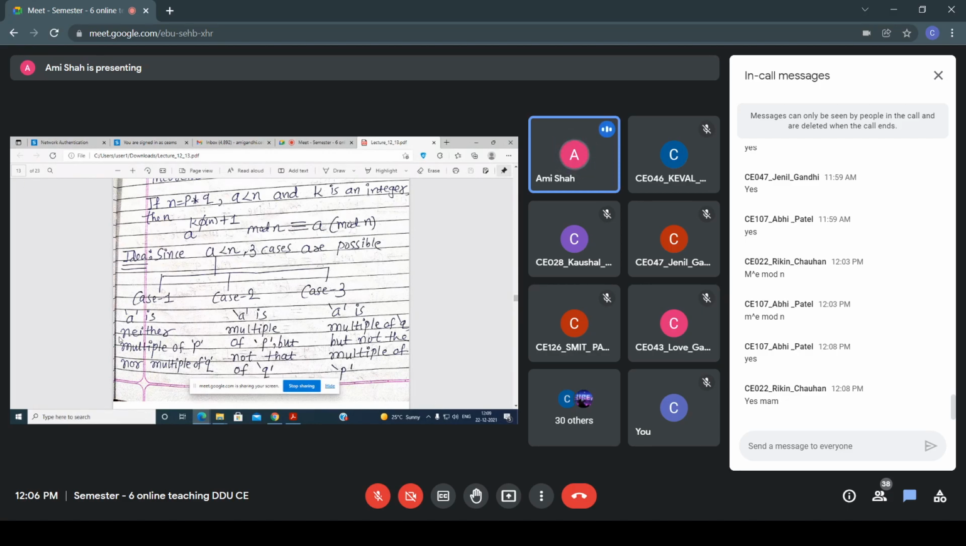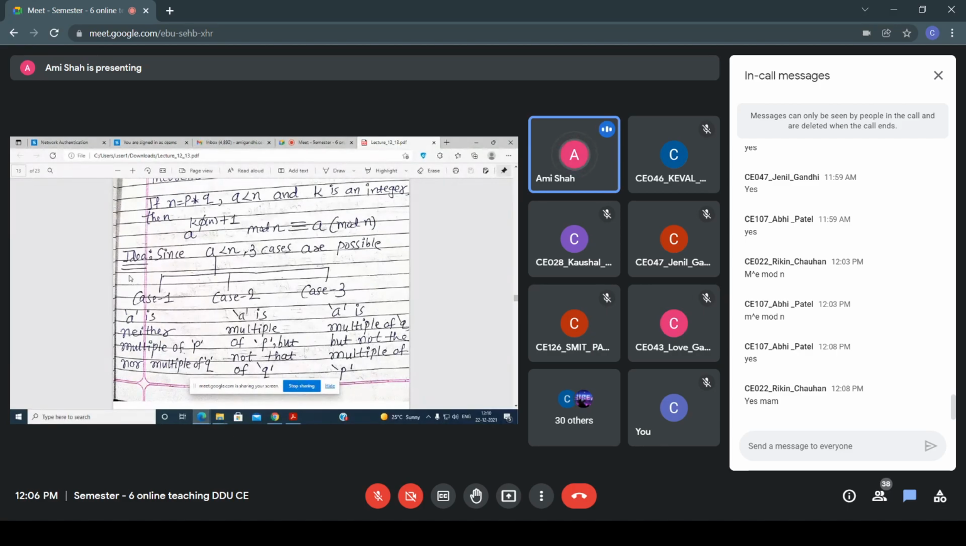Now one by one, through these scenarios, I want to prove this thing. You have to understand how, when a raised to k phi n plus 1 mod n is there, I am getting a mod n. I am proving that so you can understand. If n equals p into q, then a is less than n, and there are three cases: neither a multiple of p nor of q, a multiple of p but not q, and a multiple of q but not p.